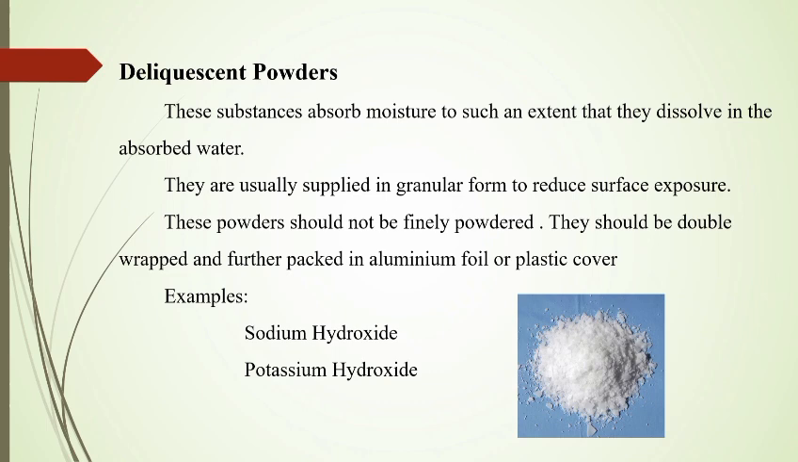Next is deliquescent substances or deliquescent powders. Deliquescent powders absorb moisture from the air and liquefy to form solutions. For example, sodium hydroxide, potassium hydroxide, etc. Here, the powders absorb the moisture and become liquid. So it is very difficult to handle and dispense. The method of dispensing used is that the powder should not be finely powdered and it is supplied in a granular form. For packing, we are using the double wrapping method, and usually aluminum foil or plastic covers are used.